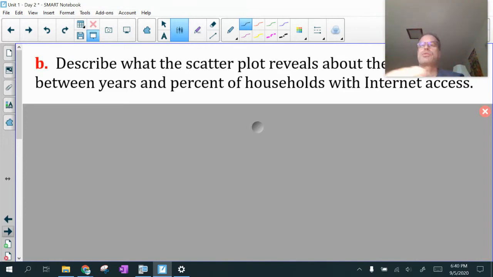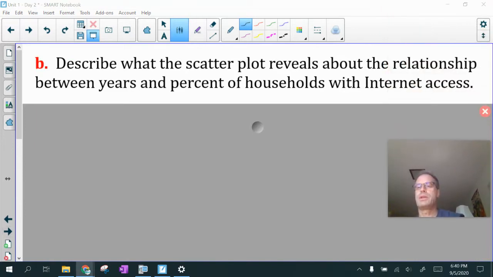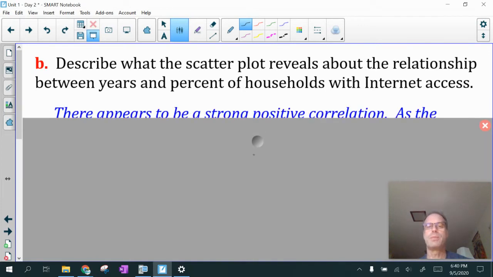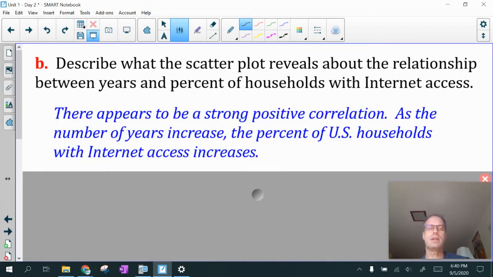Okay, describe what the scatter plot reveals about the relationship between years and percentage of households. Now, using our language from yesterday, not too hard, you're going to say, well, let's see, it was fairly close to the line, so it's a strong correlation. And then it looked like it was, as my x's increased, my y's increased. So I'm going to say it's a strong positive correlation. And you're going to say, yes, that's got it.